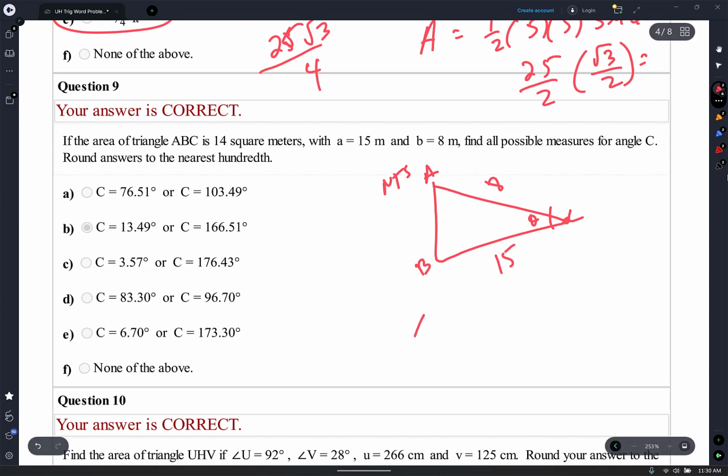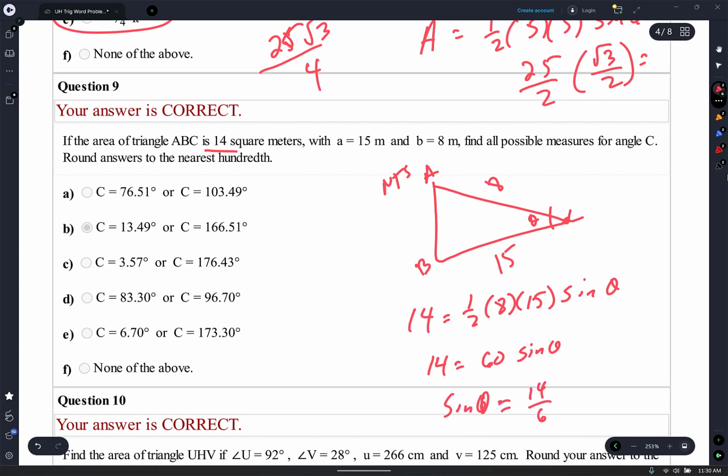So I'm just going to go area is equal to 1/2 times 8 times 15 times sine theta, or you can put sine C if you want. And I know what the area is, it's 14. So I put 14, and I'm just going to solve for sine theta. 1/2 of 8 is 4, and 4 times 15 is 60. So I have 14 equals 60 sine theta. To get sine theta by itself, you just divide by 60. So sine theta is equal to 14 over 60. I know that reduces to 7 over 30, but it really doesn't matter. You could have left it as 14 over 60.